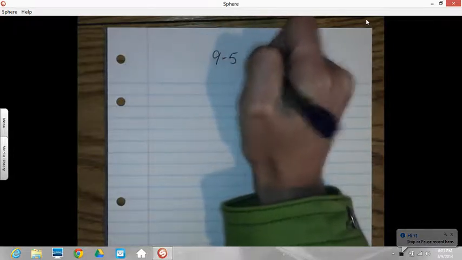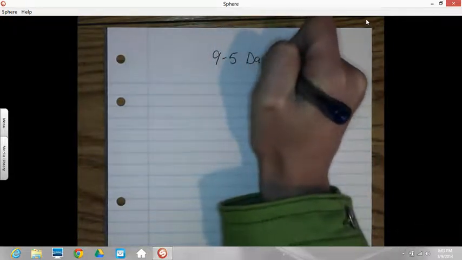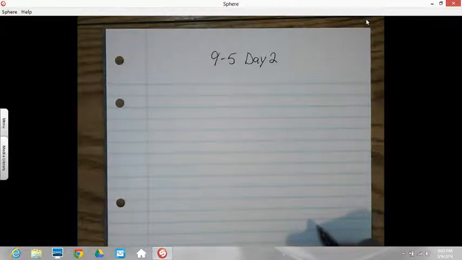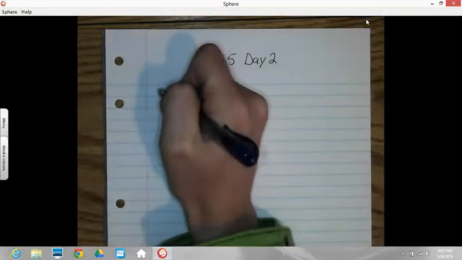Here we are, 9-5, day 2. Some more shortcuts to the reduction formula. Okay, this next shortcut works for even powers of secant and cosecant.